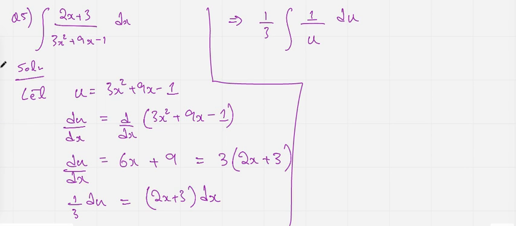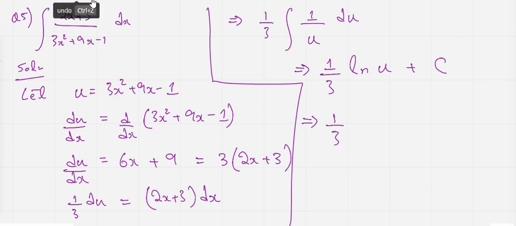Okay, so now you see, you know the integral of 1 upon u is log of u. So you just use that. So it is ln of u plus some constant, as it is an indefinite integral. Now you just restore the original form, and it's going to give me 1 upon 3.